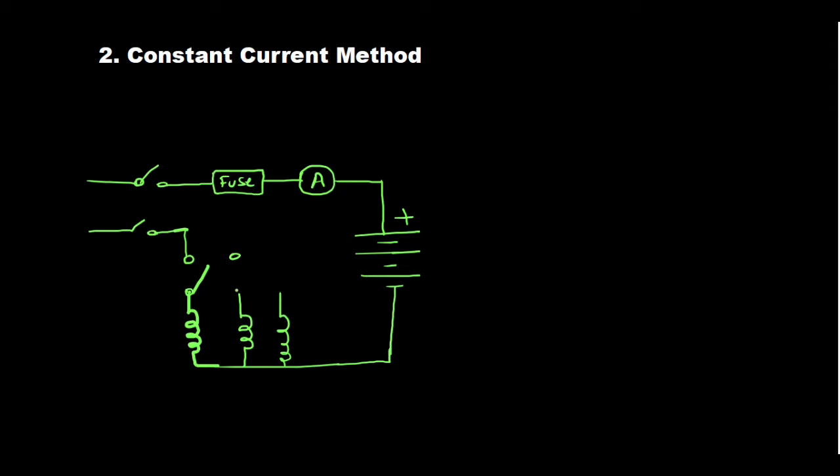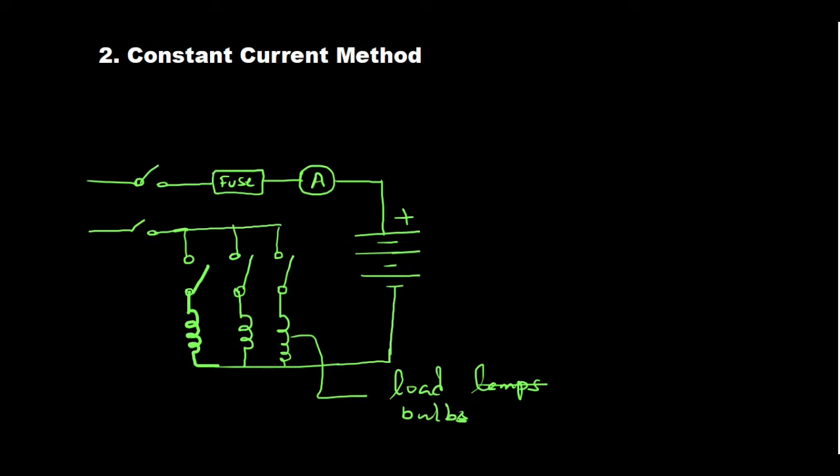So these are the switches. By closing these switches, we can make these bulbs parallel. Once you make them parallel, what happens? Their resistance decreases. Once the circuit resistance decreases, more current flows in the circuit. These are the load bulbs. These bulbs are used to limit the current.